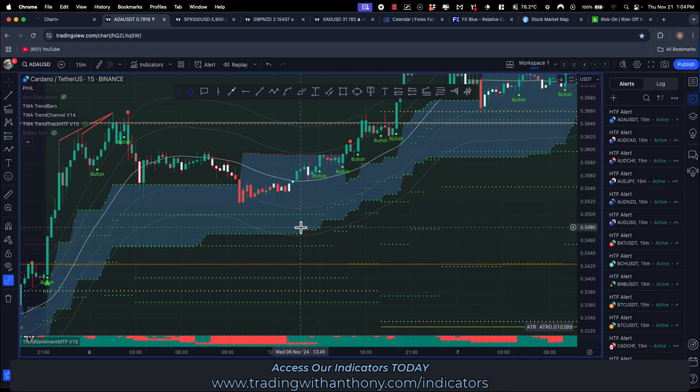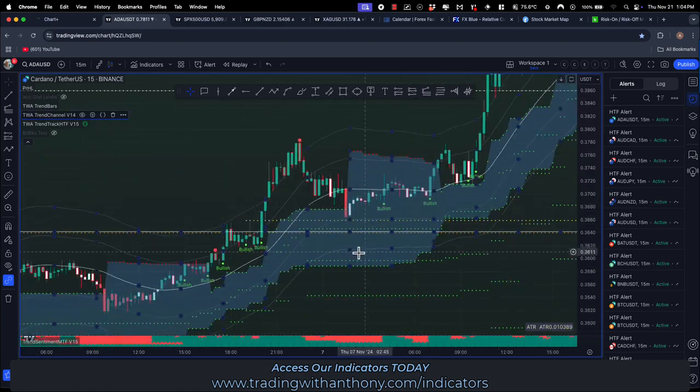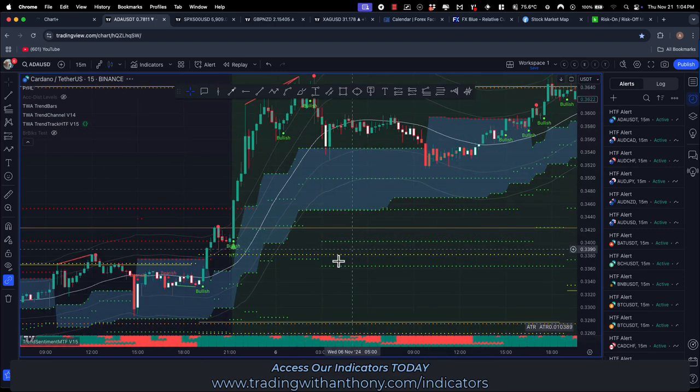You can see the green dots under. These are the higher time frame trends, all these green dots. And this indicator is based on variations of the average true range. Where they all turn green, the signal will fire. I mean, it's just a fantastic strategy.